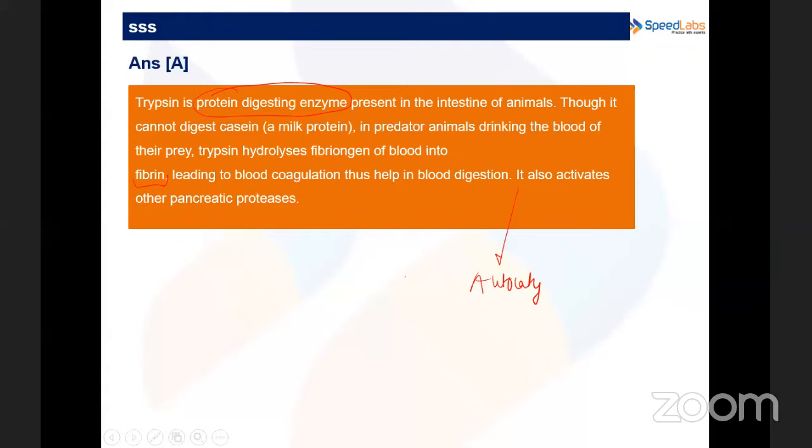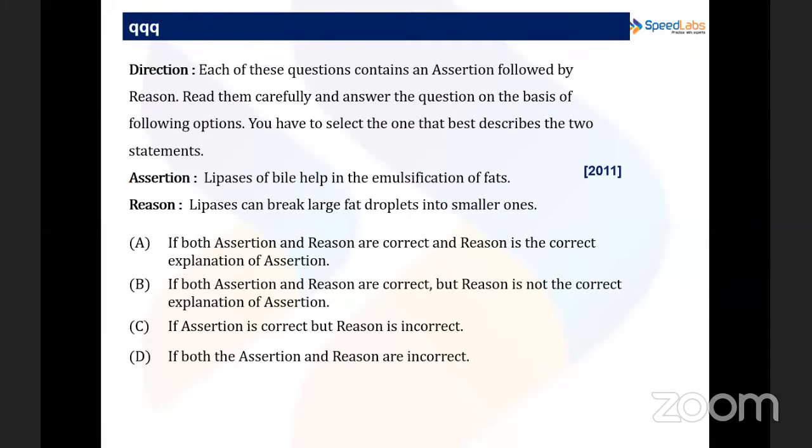Now, the assertion is lipases or bile help in the emulsification of fats. Reason: lipases can break large fat droplets into the smaller ones. Option A and B, C and D. Option A, if both A and R are correct and R is the correct explanation of A. Option B, if both assertion and reason are correct, but reason is not the correct explanation of assertion. Option C, if assertion is correct, but reason is incorrect. Option D, if both assertion and reason are incorrect.